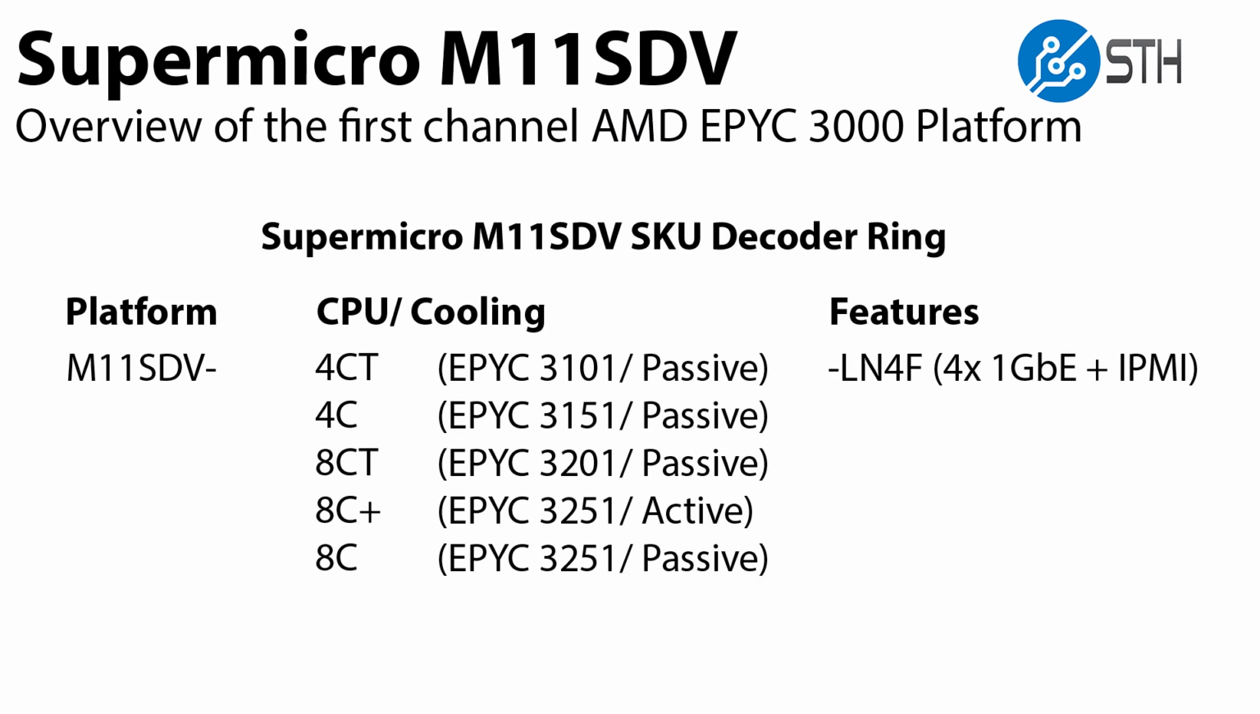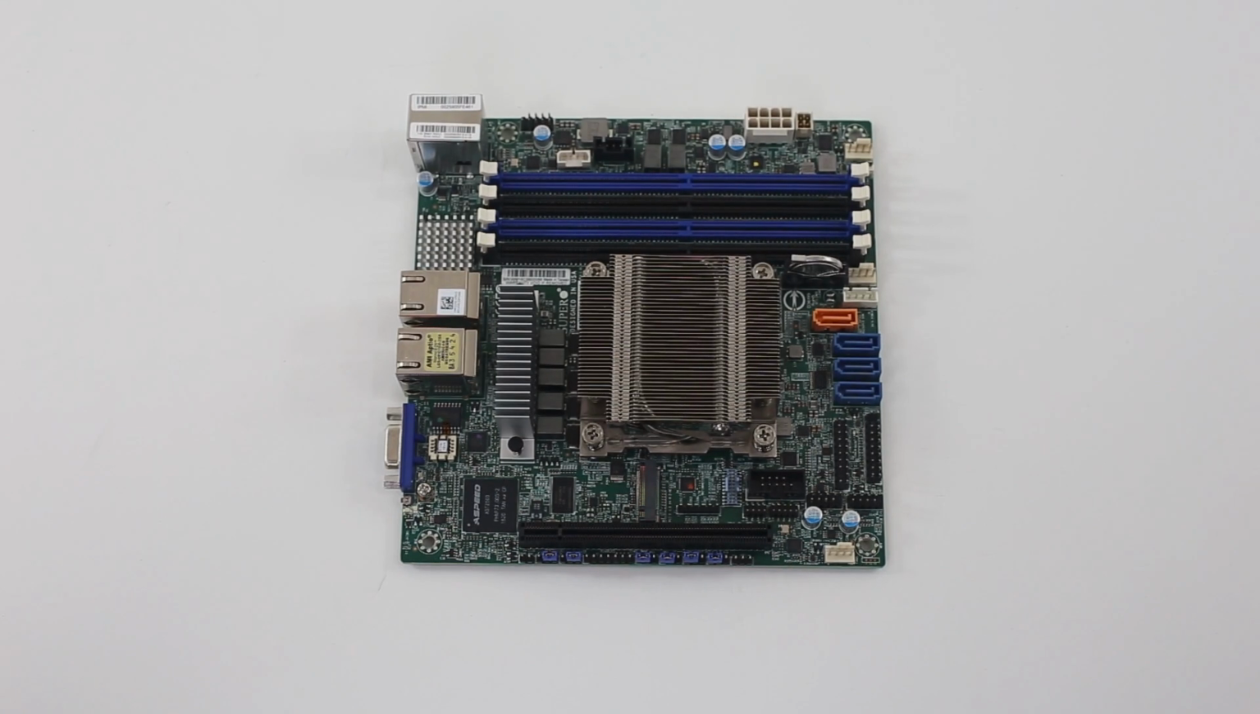So if you want to see the decoder ring for the overall SKU stack, the M11SDV is the platform. The features, which is the last four letters, or LM4F, which means that there are 4 1-gig Ethernet and IPMI on this board. And then there's various CPU and cooling options. There are 4 main options in terms of SKUs. You have 2 4-core and 2 8-core options, which are all of the single die AMD EPYC 3000 CPUs. Then you also have an active version of the AMD EPYC 3251. And that's why you get a plus. Plus there means active. So now let's go look at the overview of the board.